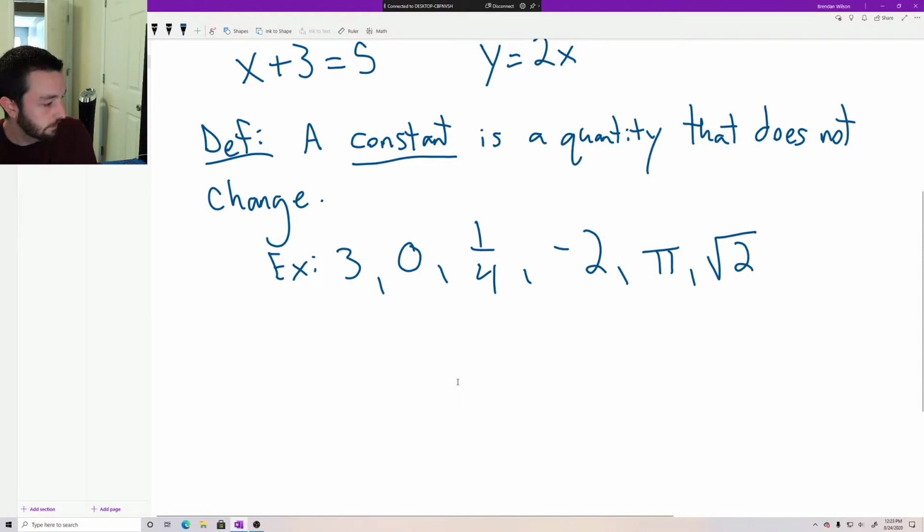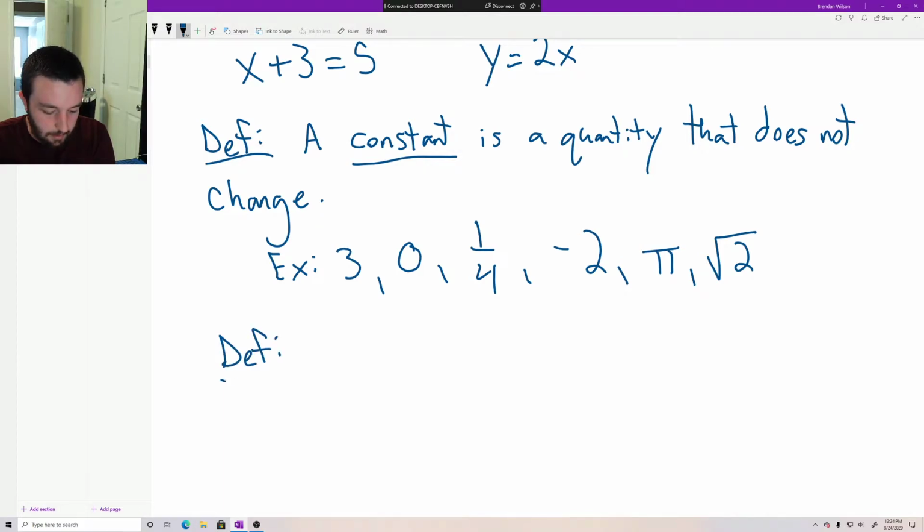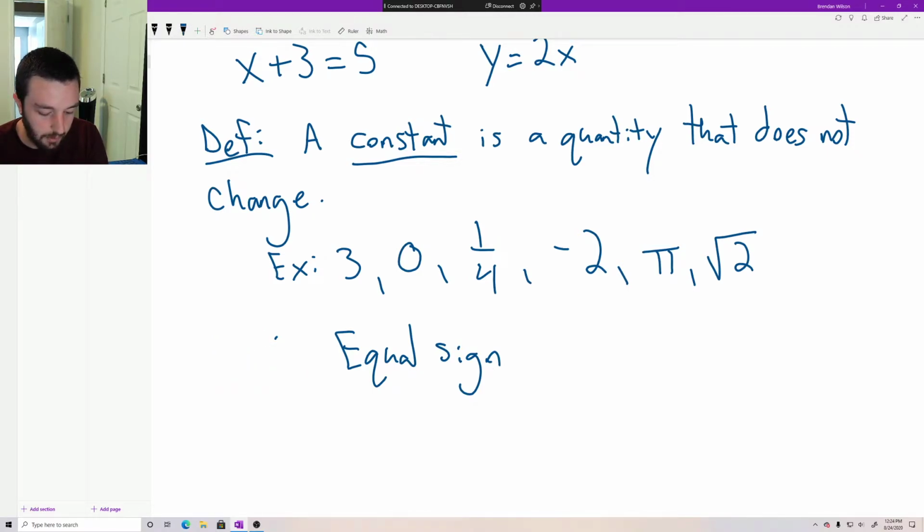All right, so let's talk about, I'm not going through every single thing in the book, so I'm just gonna kind of skip around here. So this one's probably something you've seen before. The equal sign. Okay, this isn't really a definition. Maybe this is more like notation.